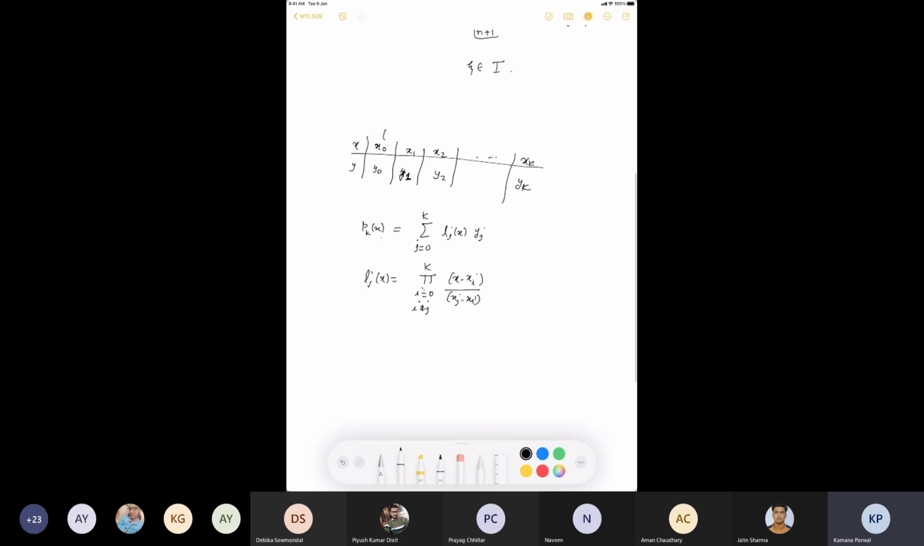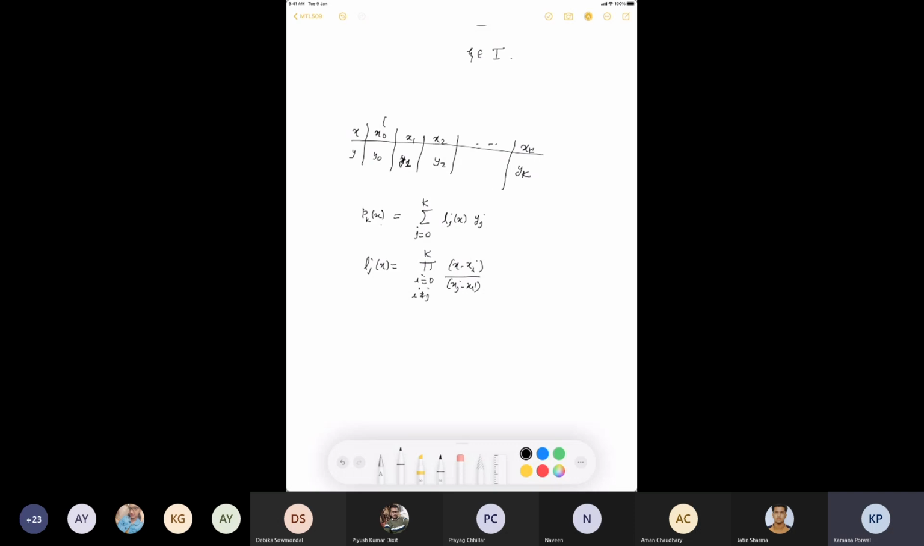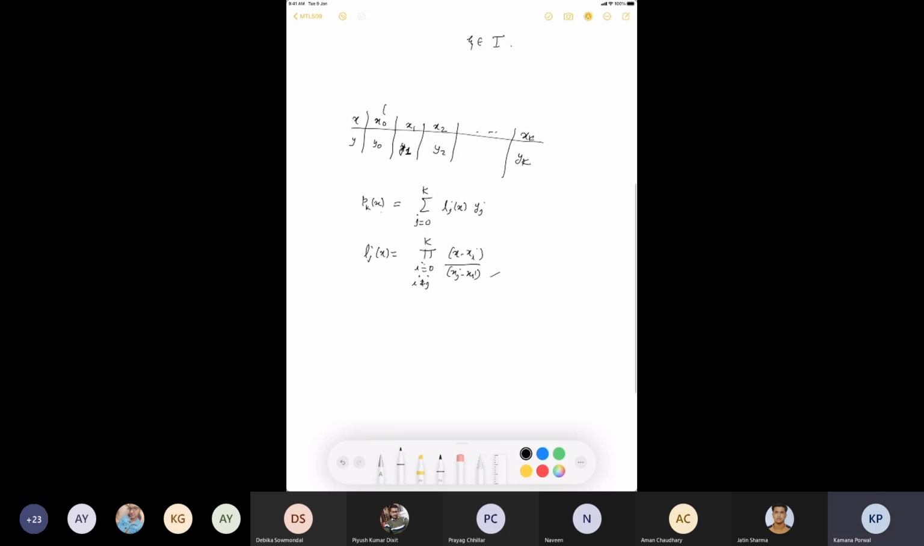So note that these products are basically, what is the numerator? The numerator is the product of all (x minus x_i)'s except the term (x minus x_j). And the denominator is the difference of x_j and x_i, where i is varying from 0 to k, and i is not equal to j. So you don't have the factor 0 here. Okay, so we are having the denominator in this way. Now suppose you have already computed all these L_j(x) with this set of data points.